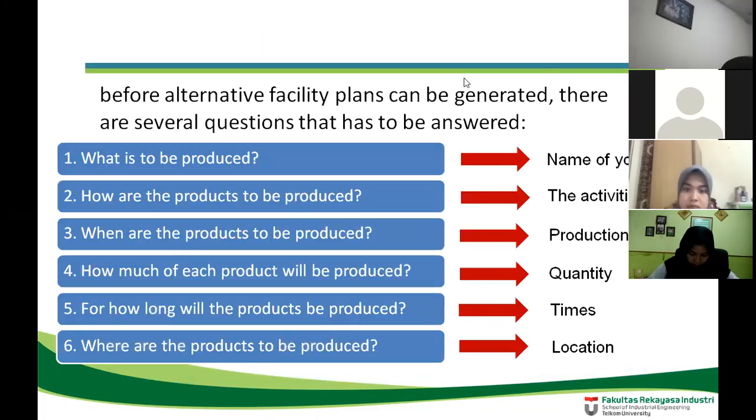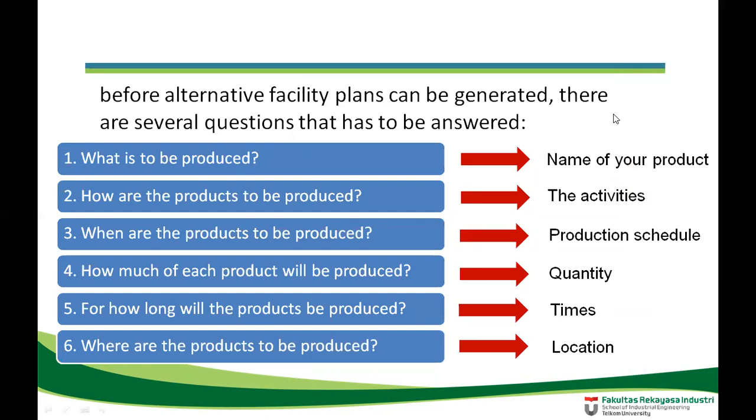So before we redefine, maybe we can answer these questions as a way of filtering the ideas. So I will hide my sections. You can start with what is to be produced. It means the name of your products. Let's say you want to produce a bag or a uniform. And then you can move to another question: how are the products to be produced? It means the activity, how to produce those bags, how to produce that uniform.